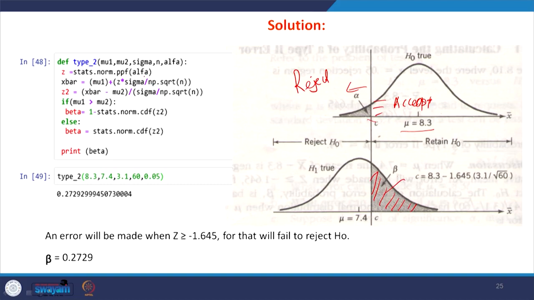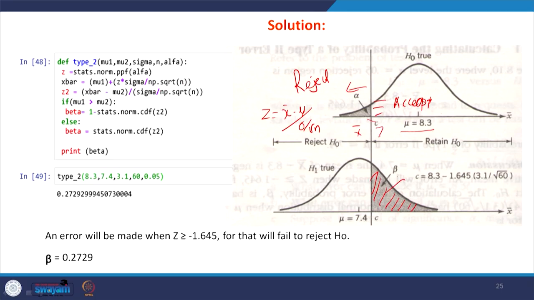If I substitute, what will happen? I will get the value of z. If I know the value of z, I can find out x bar. How can I find out? Because z equal to (x bar minus mu) divided by sigma by root n. In this relationship, if I know the z value, I can find out x bar. So, x bar equals mu 1 plus z times sigma divided by np.sqrt(n), that is numpy dot square root of n. So, I will get x bar.